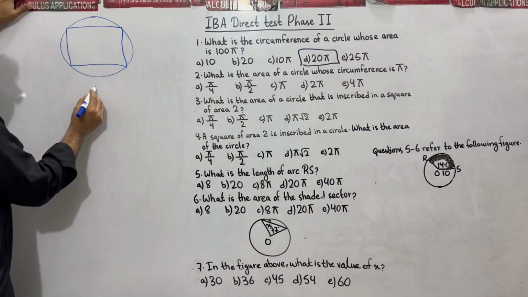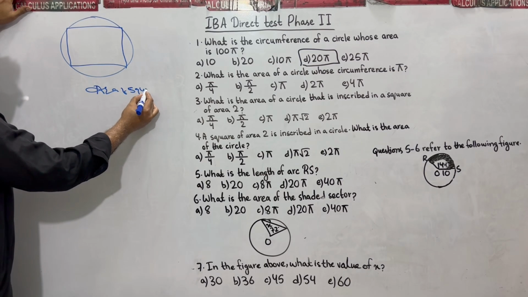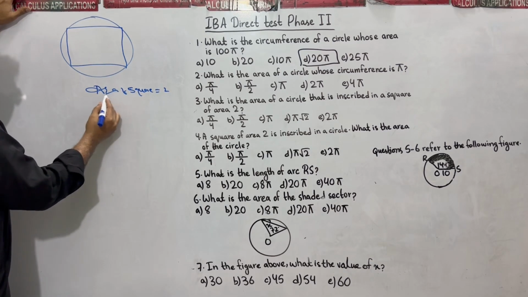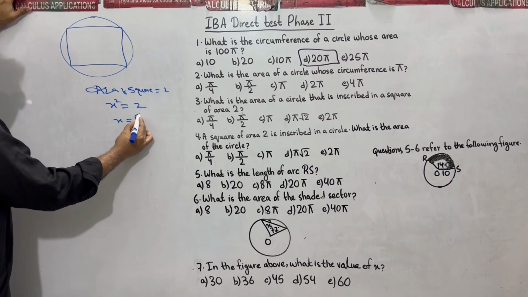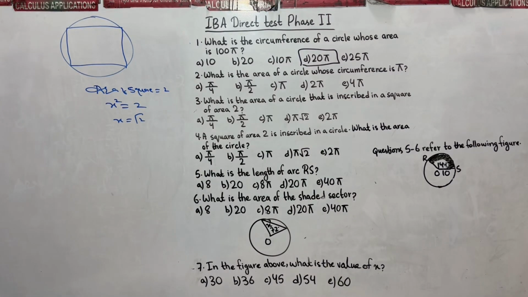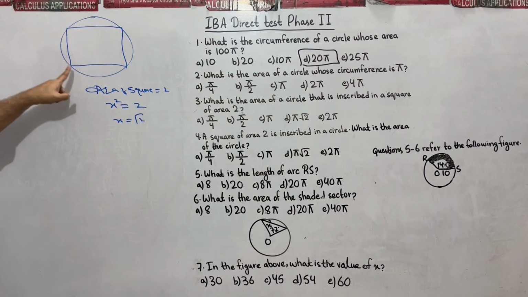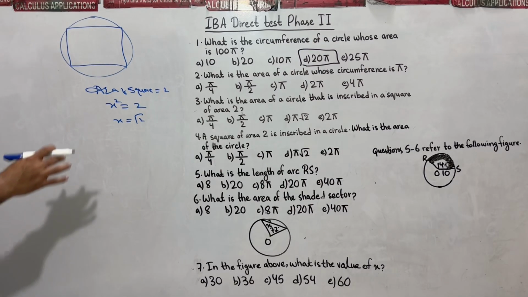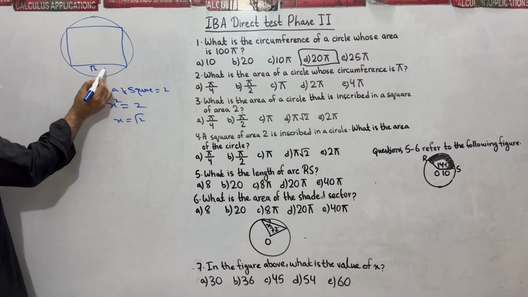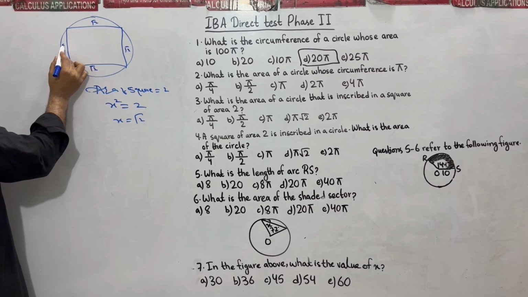The area of a square is 2. We are familiar that length and width are equal. In that case, x square is equal to 2. So x is equal to under root 2. Same situation here: the square is inscribed in a circle. Now we have this side equal to under root 2. It's also under root 2.